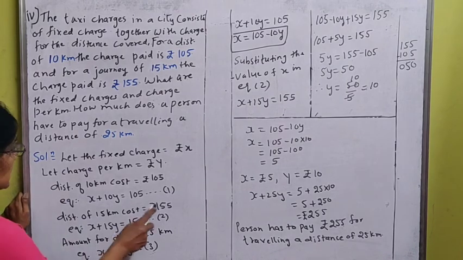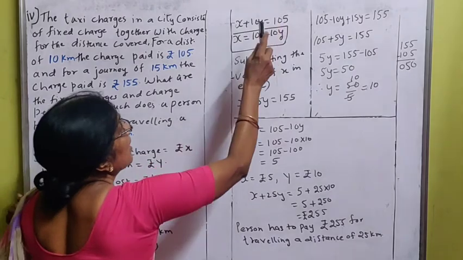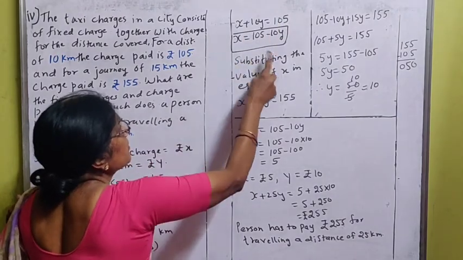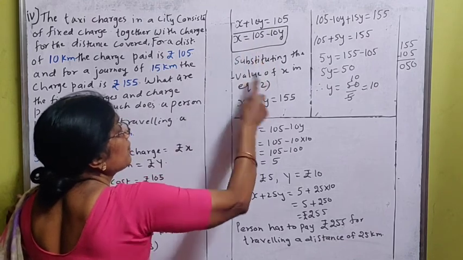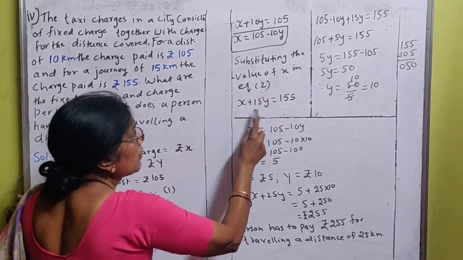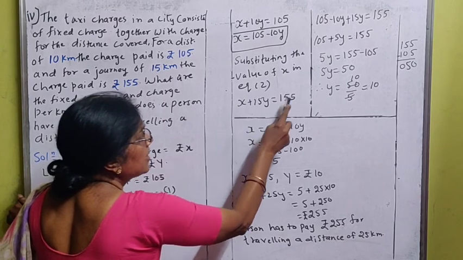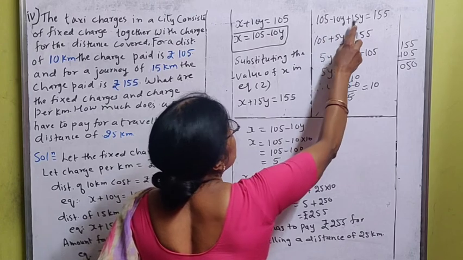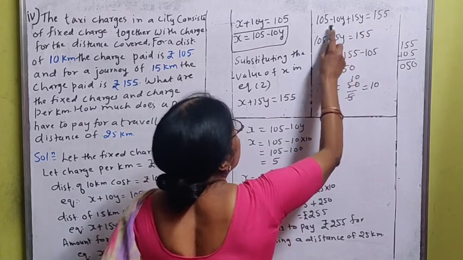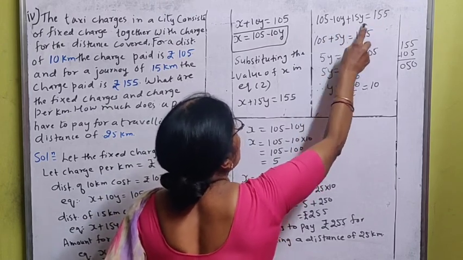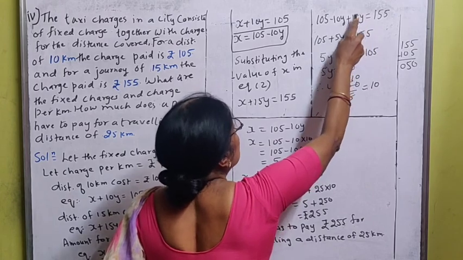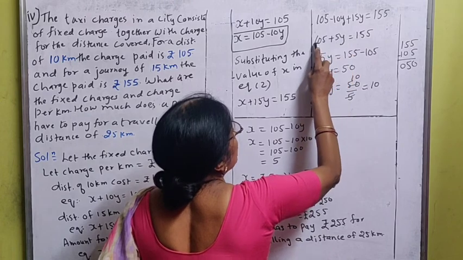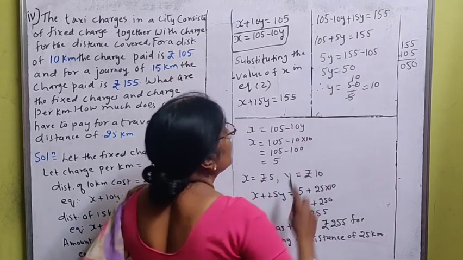I am going to take the first equation, x plus 10y is equal to 105. So x is equal to 105 minus 10y. I am going to substitute this value of x in equation number 2. What is equation number 2? x plus 15y is equal to 155. So 105 minus 10y plus 15y is equal to 155. These are like terms, so first I will solve this. Plus 15y minus 10y is 5y. So 105 plus 5y is equal to 155.